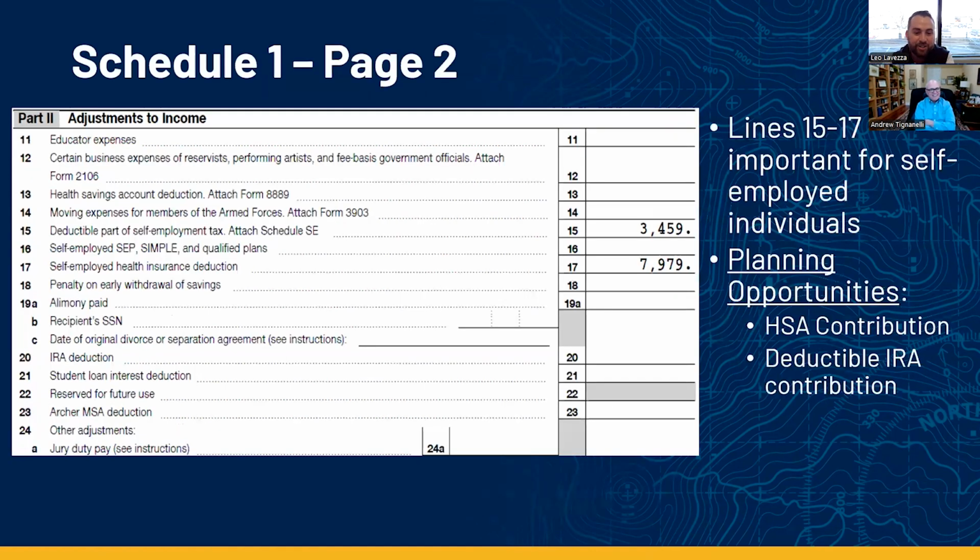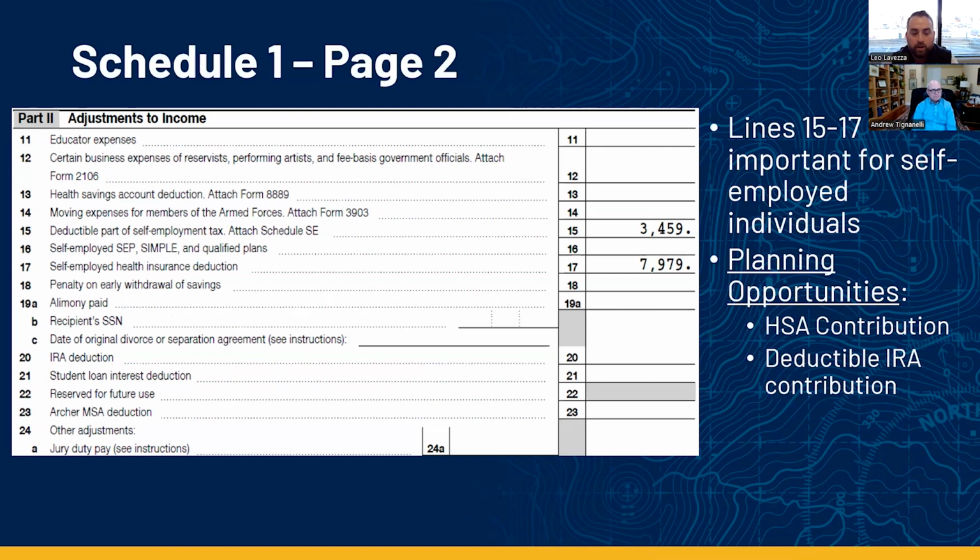All right. So then kind of looking just at some more adjustments to your income. Lines 15 through 17, those are really important if you are self-employed. So line 15 is if you're self-employed, you've got that self-employment tax, so the Social Security and the Medicare tax. Obviously, if you're self-employed, you're paying the employee and the employer portion, but you get to deduct a portion of that from your tax return. So if you are self-employed, you want to make sure there's a number in line 15 here.